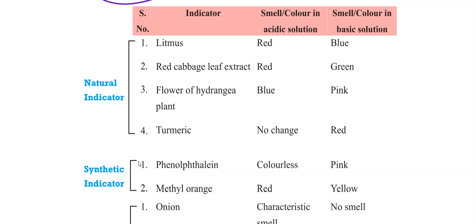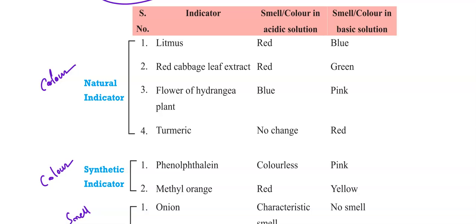Now here we have given some example indicators. I said natural indicator, litmus. So what will be the color? That is red color. Because it is a natural indicator, we are just going with the color. So natural indicators, usually we go with the color. Synthetic indicators also we go with respect to color. But olfactory indicators we go with respect to smell.